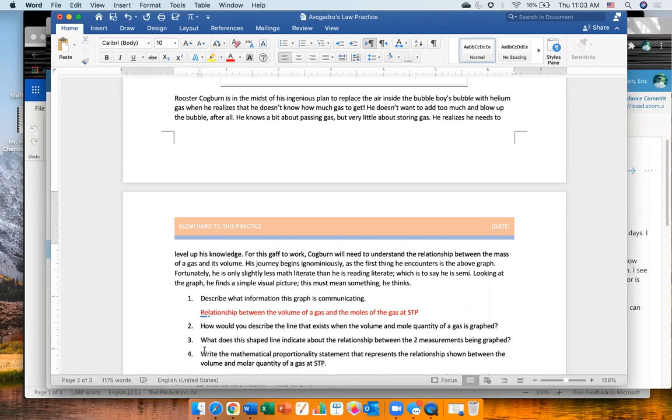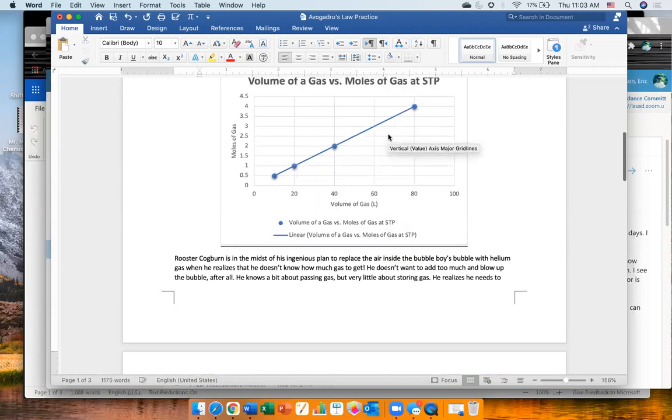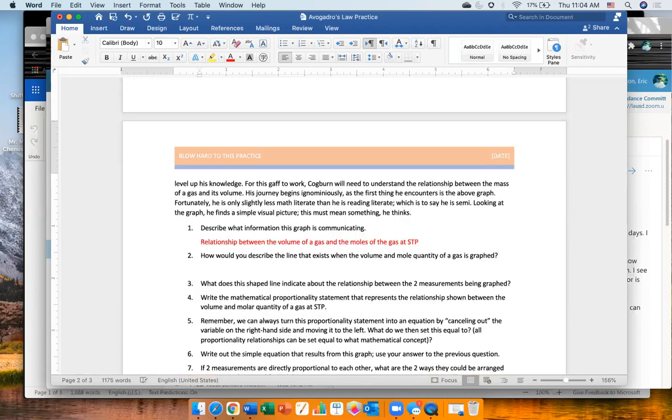So there we go. Question 2, how would you describe the line that exists when the volume and mole quantity of a gas are graphed? So we go and look at this. We're just describing what this line is. We're going to call that a straight line. I think I have to click on the red again. So we'll call this a straight line with a positive slope.